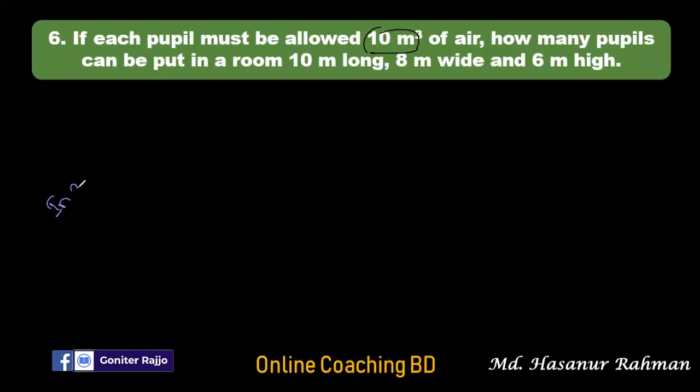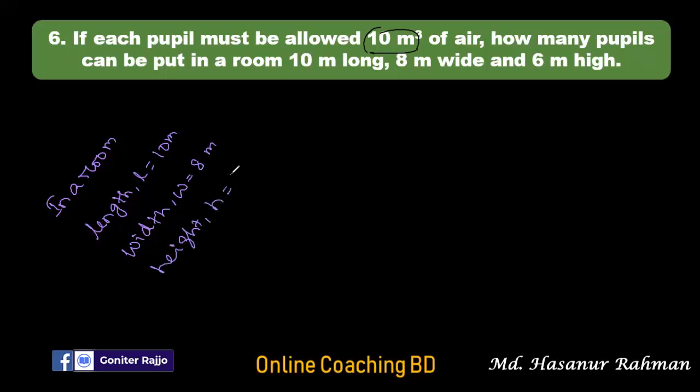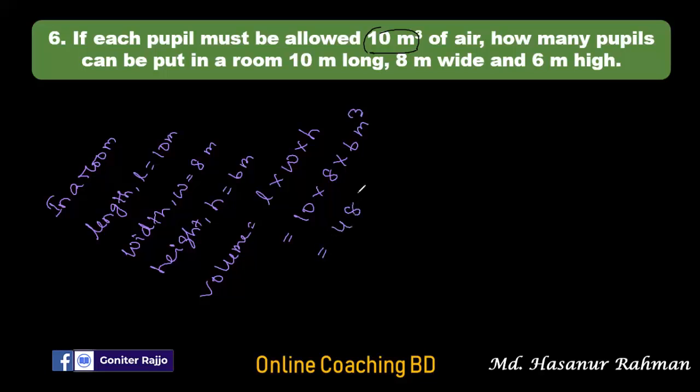In a room, length is 10 meter, width of this room is 8 meter, height of this room is 6 meter. So what is the volume of this room? That is length multiplied by width multiplied by height. So 10 multiplied by 8 multiplied by 6 meter cube. So 6 8s are 48 multiplied by 10. So 480 meter cube.